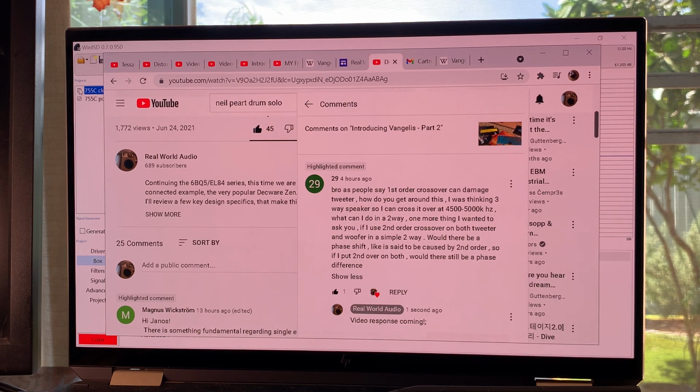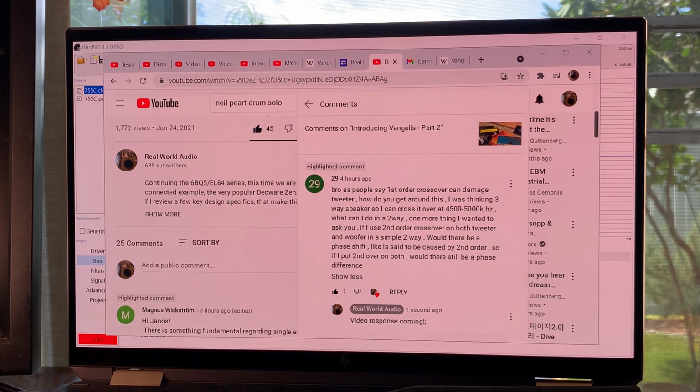Or the other choice, if you want to cross it over at the same frequency, then you seriously have to derate the power rating of that tweeter. So if it's rated at 50 watts, crossing over at 2 kilohertz second order, if you cross it over at first order, same frequency, then you have to derate it to maybe 15-20 watts tops, no more.